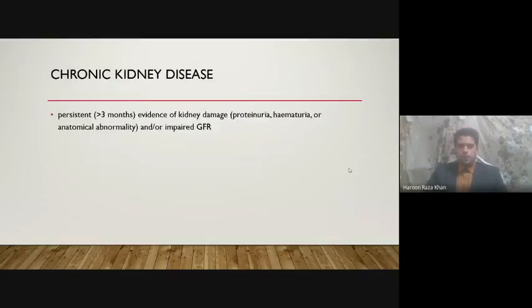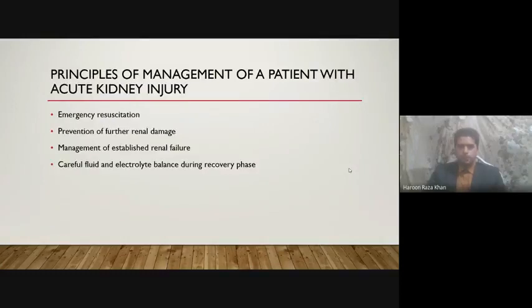Finally, we will talk about the principles of management of a patient with acute kidney disease. So, what are the principles of management of acute kidney disease? The first one is emergency resuscitation. What is the emergency resuscitation procedure? Death from hyperkalemia or pulmonary edema can occur. Emergency resuscitation includes history, like the family history and systemic disease history, and assessment of the hemodynamic status.